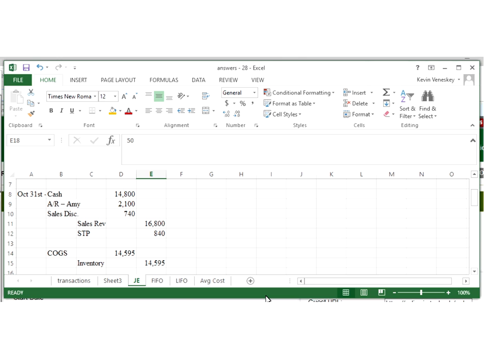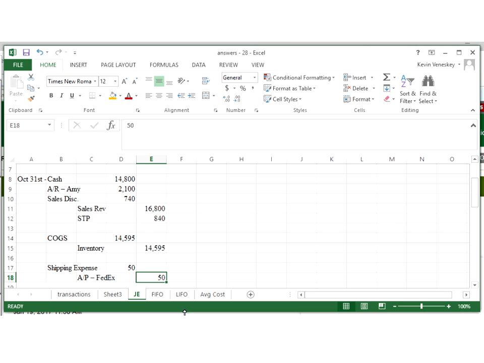So this one was a much more complicated one just because we had a sale going on and so we always had 2 journal entries at least, and then we had a third entry to show that we actually incurred that shipping expense.